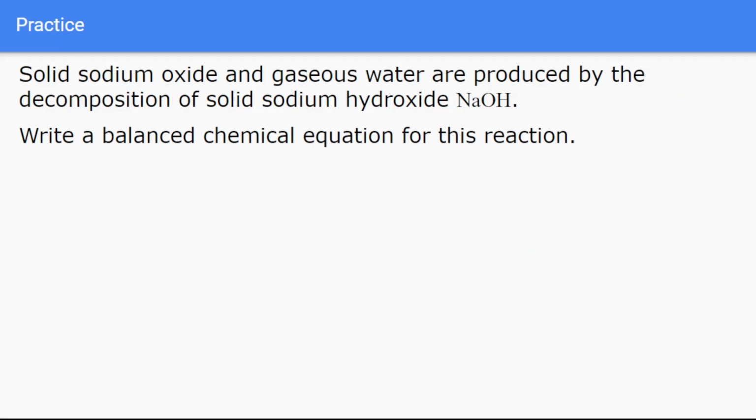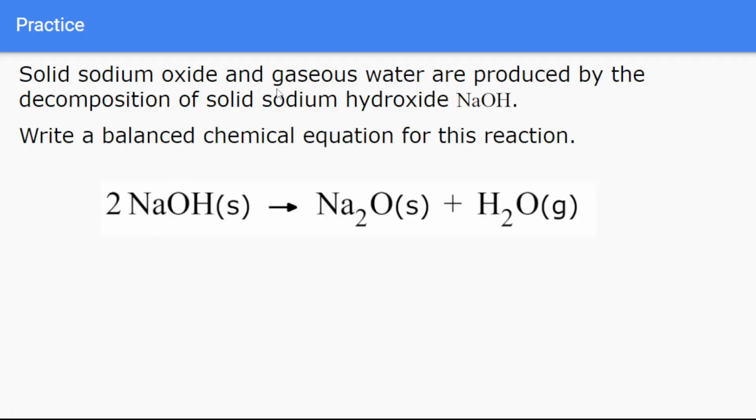Solid sodium oxide and gaseous water are produced by the decomposition of solid sodium hydroxide. So this is what you have. Solid sodium hydroxide is NaOH. It produces sodium oxide and water. The sodium hydroxide is a solid. The sodium oxide is also a solid. And then the water is gaseous, which means it's gas.